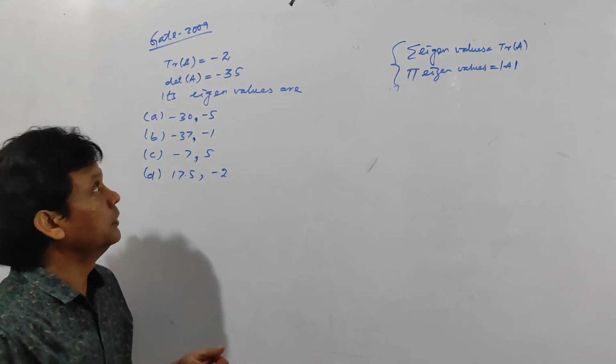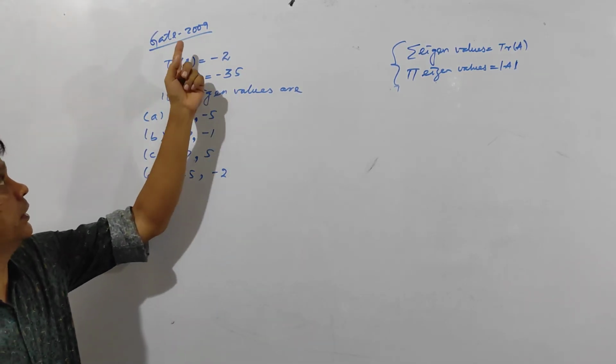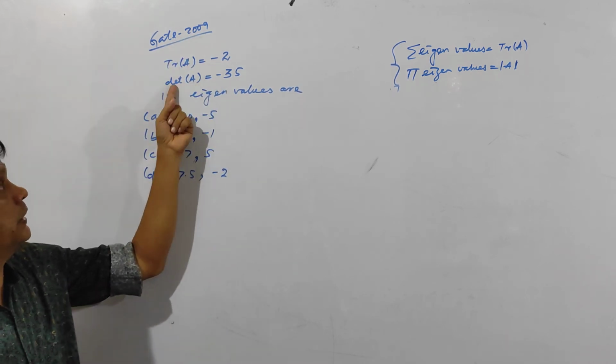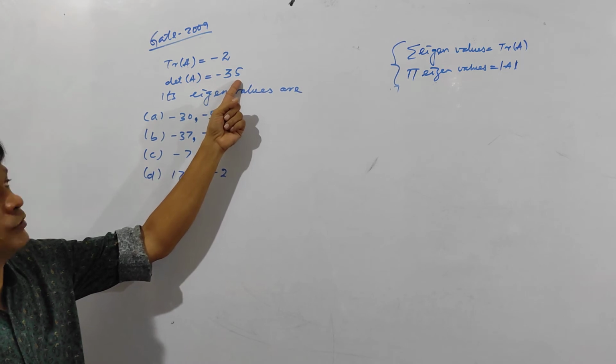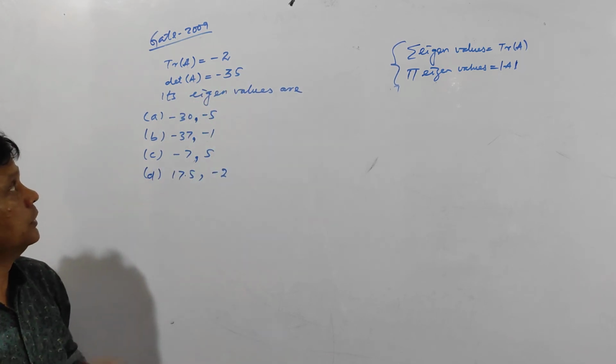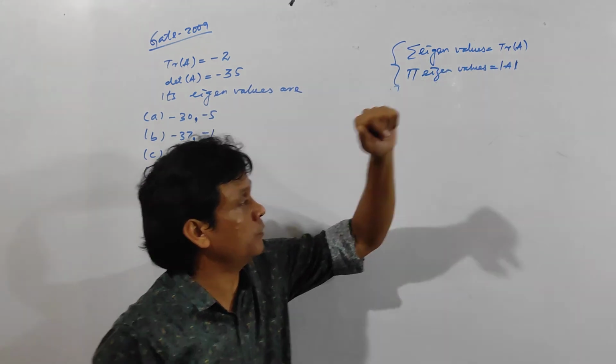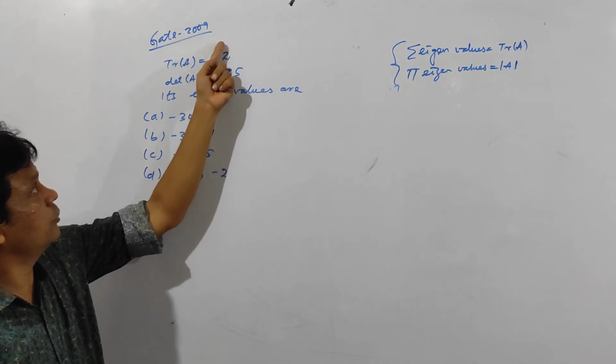See here. This question was set in GATE exam 2009. Trace of A is given as minus 2 and determinant of A is given as minus 35. So what are the eigenvalues? The sum of the eigenvalues should be equal to the trace of A. Here the trace is equal to minus 2.